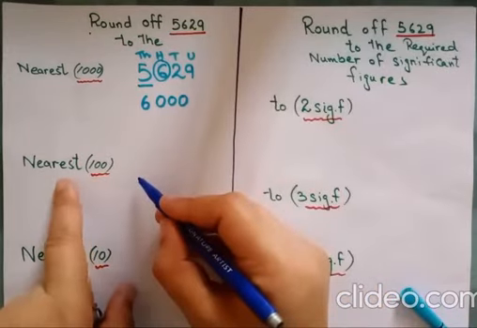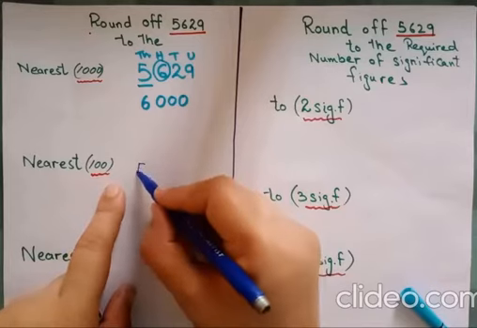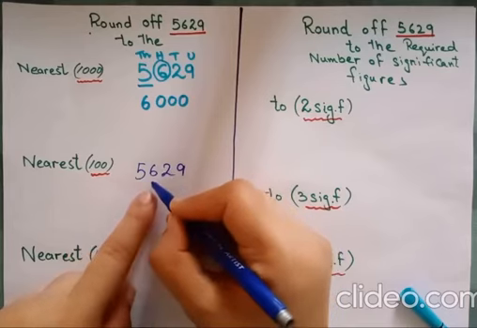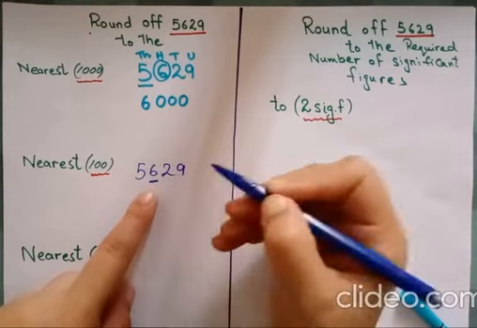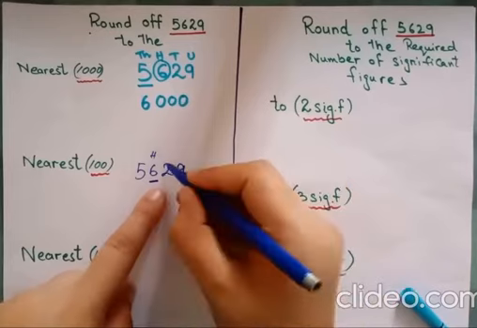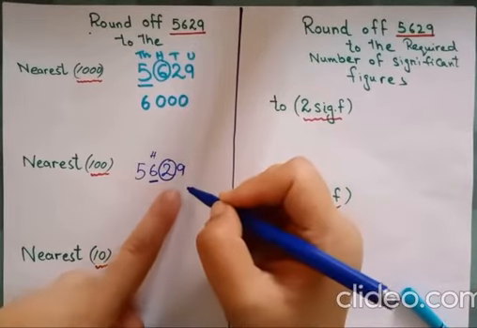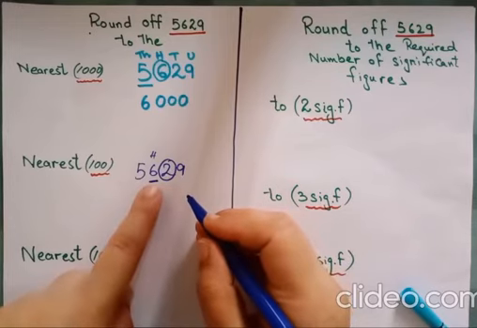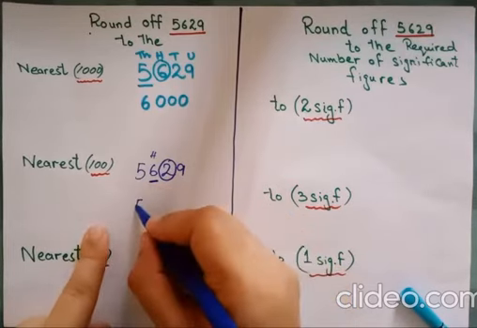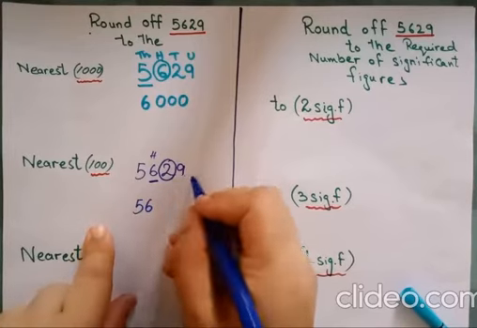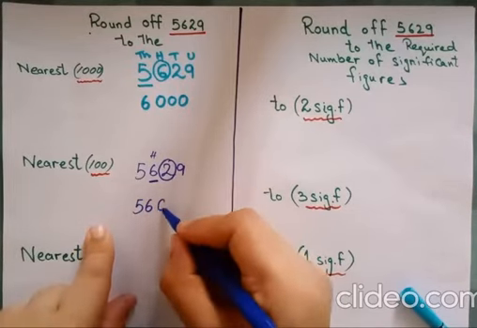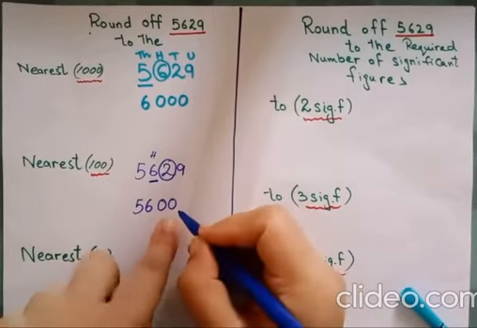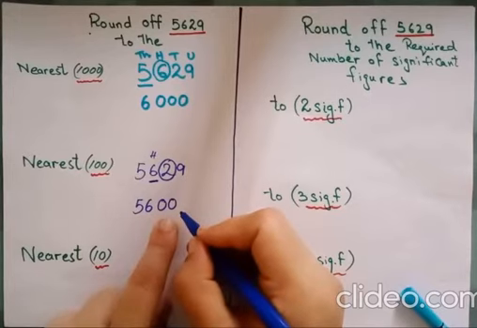Similarly, when we round it to the nearest 100, again 5, 6, 2, 9, I have to underline the digit at which I have to round off, that is 6, which is in the hundreds place, and circle the very next digit. As the circled digit is less than 5, we will not add anything to 6. It will be 5, 6 as it is, and the remaining 2 digits will become 00, just to keep place value. This is step number 3, that sometimes we write zeros to keep place value.